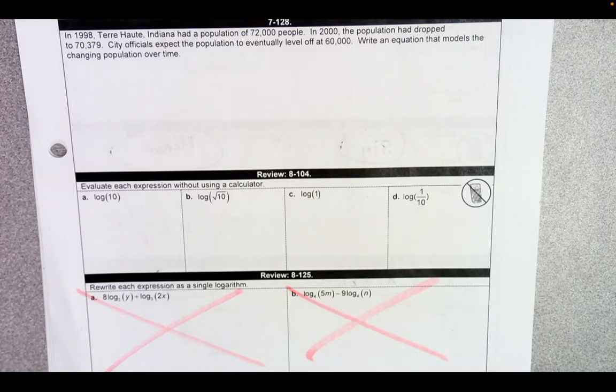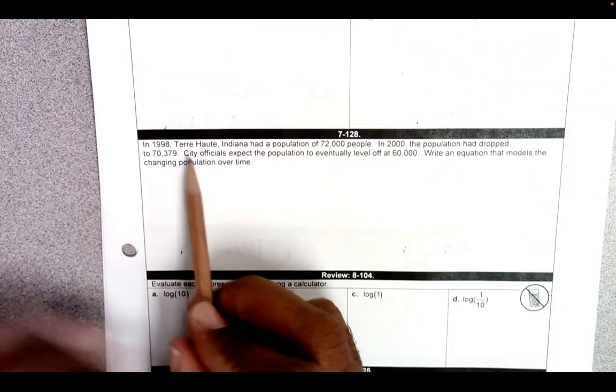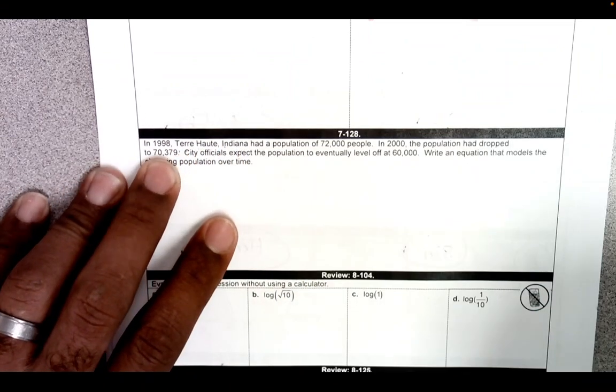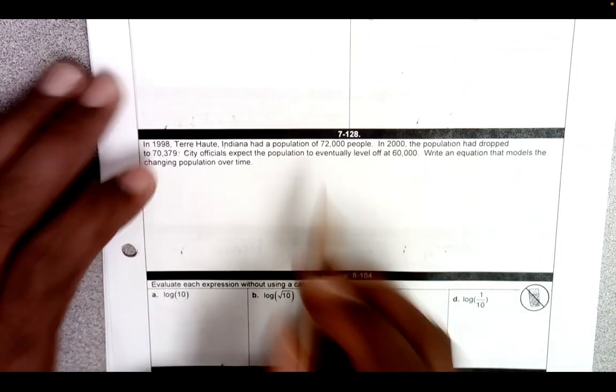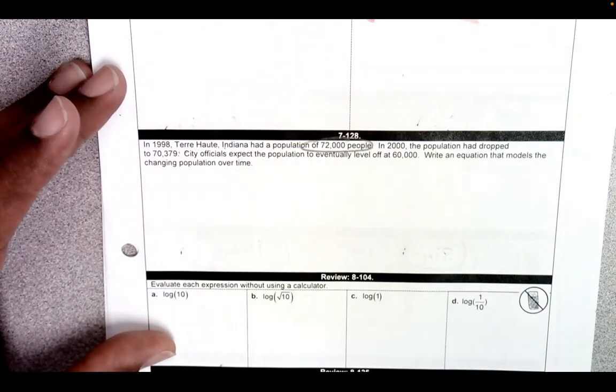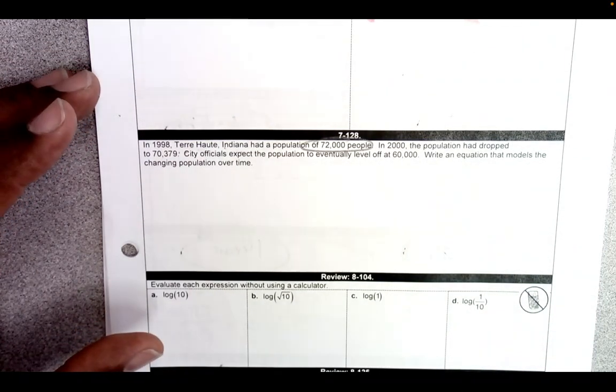All right, I'm going to go over one more, just so you guys can see how to do the one on the back page. I don't want to leave you hanging. I know it's a lot. Okay, so here, in 1998, Terre Haute, Indiana, had a population of 72,000. In 2000, the population dropped to 70,000. City officials expect the population to eventually level off, basically not get any lower than 60,000. So write an equation that models that.